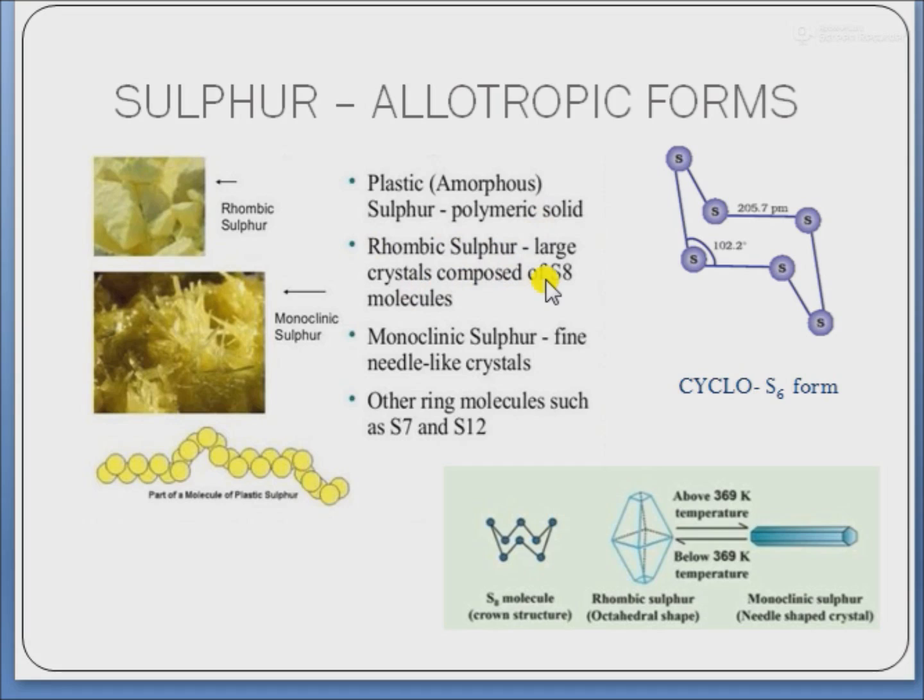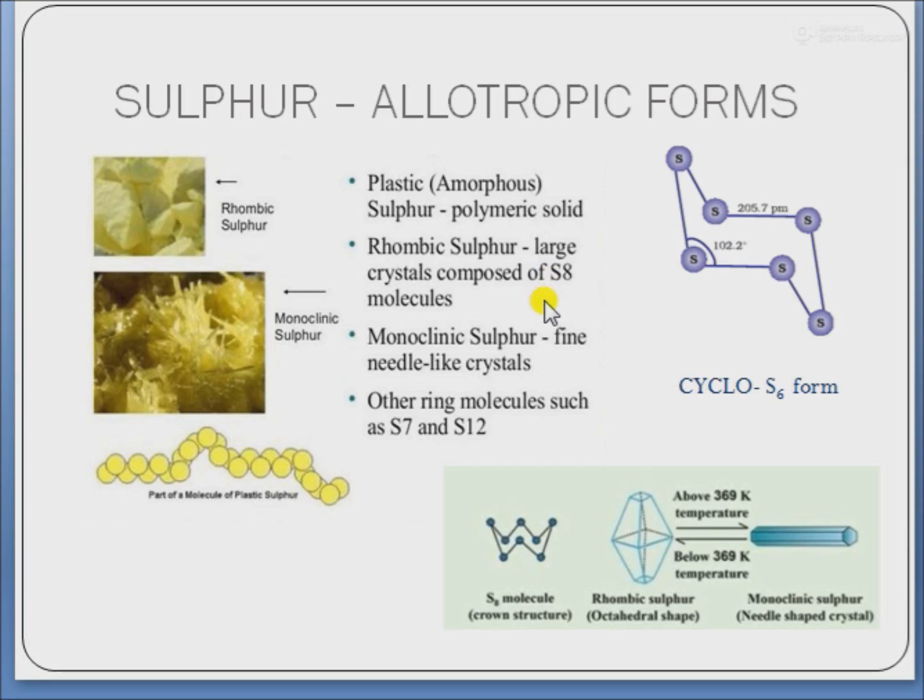This is the most stable form of sulfur at room temperature, while all other varieties of sulfur gradually change into this form on standing. It is insoluble in water but dissolves to some extent in benzene, alcohol and ether. It has little thermal and electrical conductivity. Its specific gravity is 2.06 gram per cc and it melts at 385.8 Kelvin.